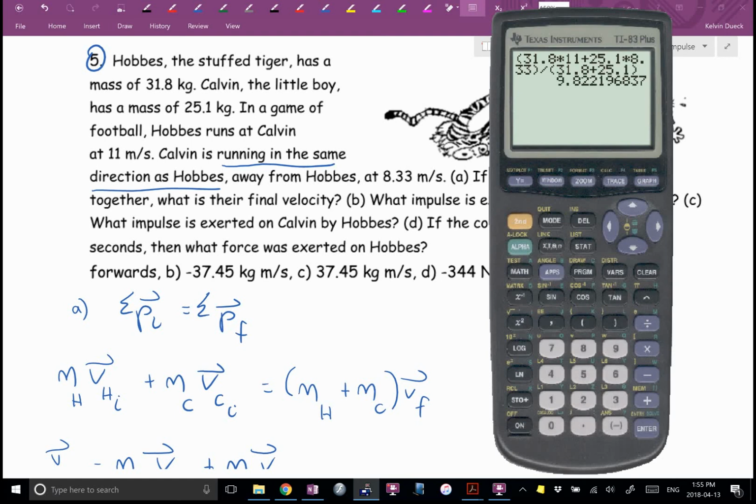divided by bracket, 31.8 plus 25.1. After the collision, did I say 9.8 in my answer key, I hope? Okay. I would probably keep the extra sig fig somewhere because I'm going to use this. In fact, I'll store this on my calculator.